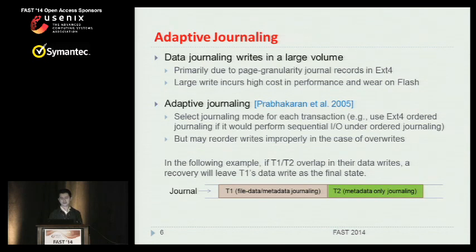If you have two transactions, T1 and T2, in that order, that overlap in their data writes, and T1 does full data journaling that includes both the file data and the metadata in the journal, and T2 instead does metadata-only journaling, and a failure triggers the replay of the journal log, T1 would reapply both the file data and the metadata from the journal. But T2, because only its metadata is journaled, only has its metadata reapplied. This will leave T1's data write as the final state on the file system, which is wrong because T2 is supposed to happen after T1.